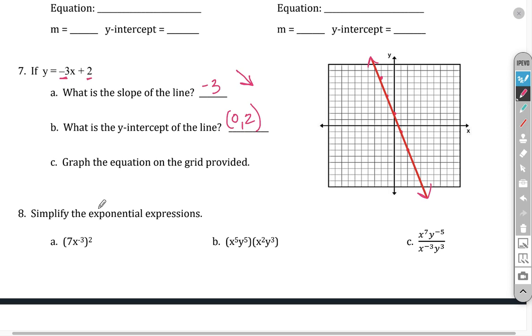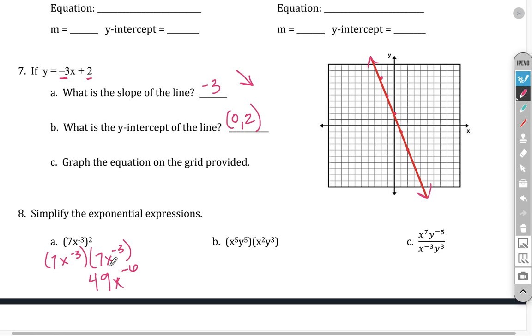All right, 8 says to simplify the exponential expressions. So you have 7x to the negative third squared. So that means we're multiplying 7x to the negative third by itself. All right, so the first thing that we need to do when we are multiplying exponents, remember we multiply the coefficients and we add the exponents. So we have 7 times 7 is going to give us 49. And then we have x to the negative third and x to the negative third. So we have negative 3 plus negative 3. So it's going to be negative 6.